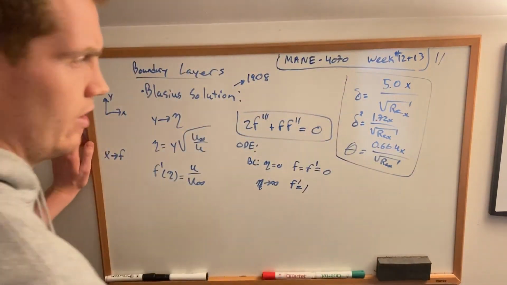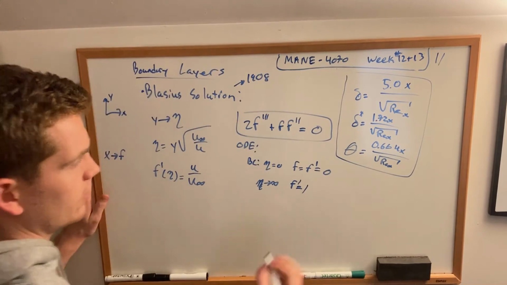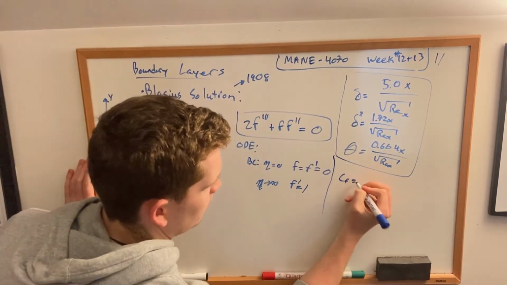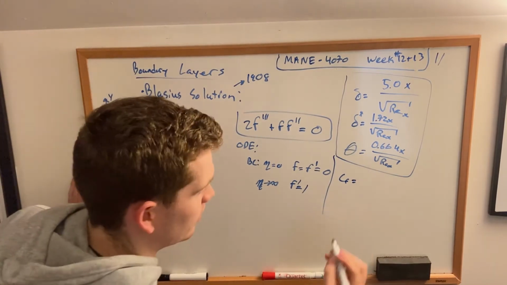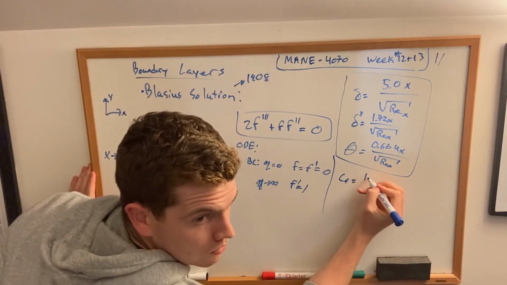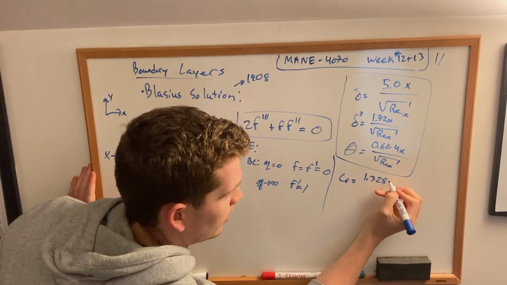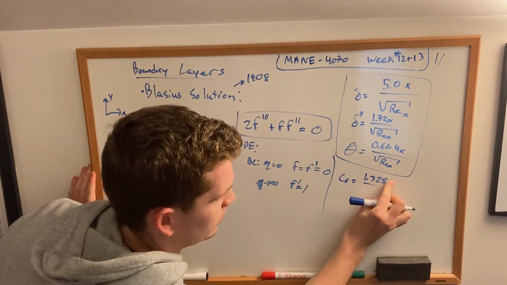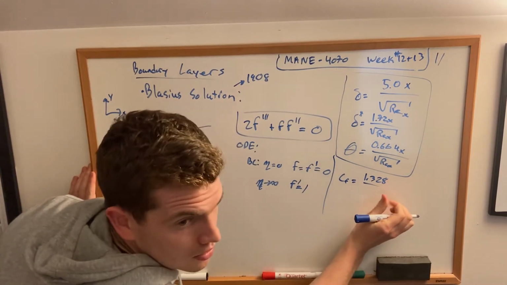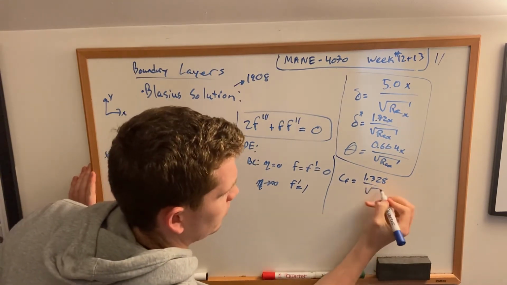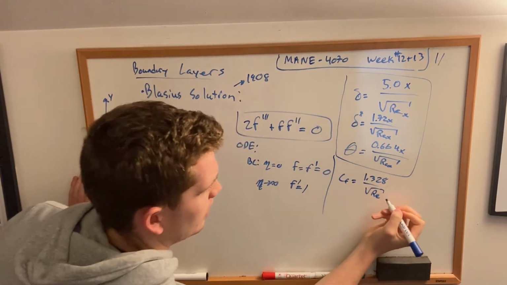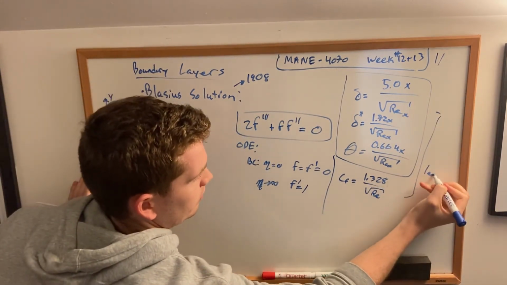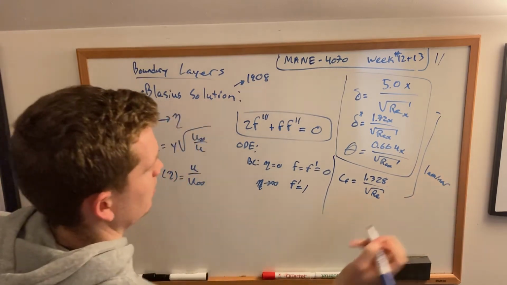We also have the integrated skin friction coefficient, Cf, as equal to 1.328, just a constant, over the square root of Re. And all these are given in the laminar flow case.